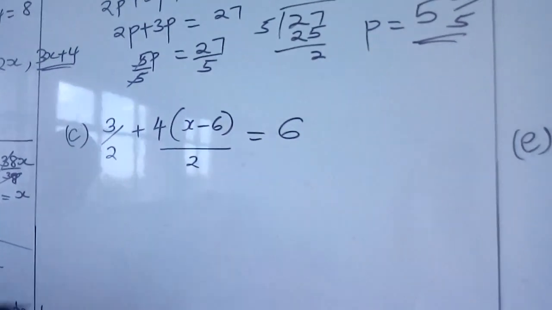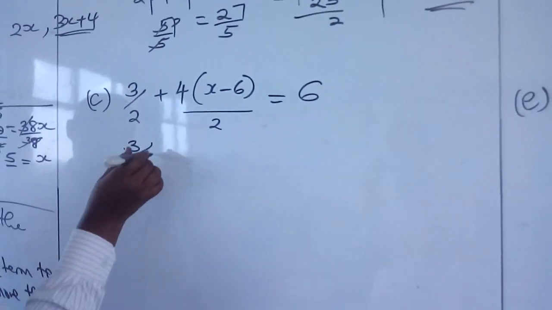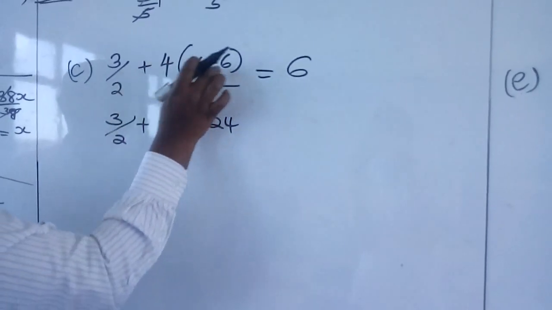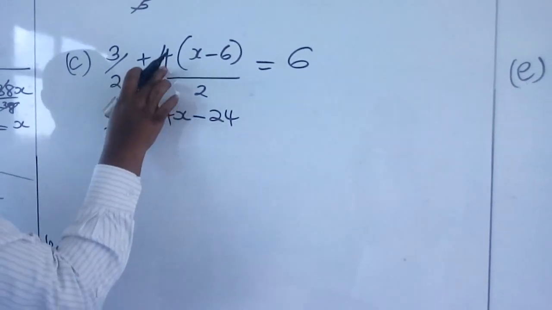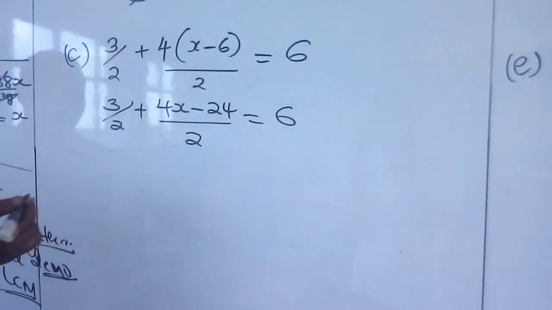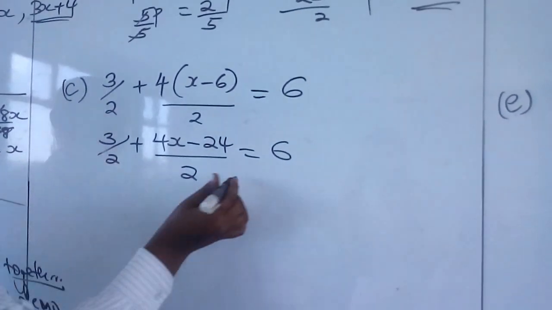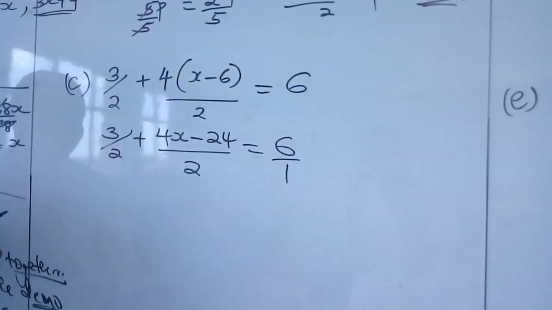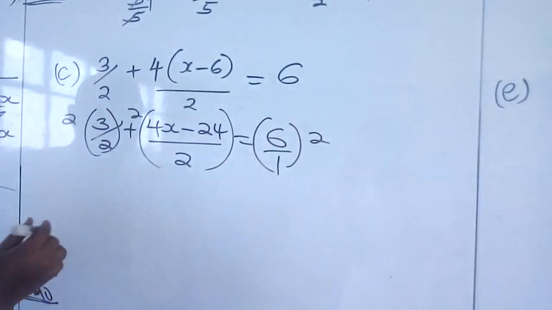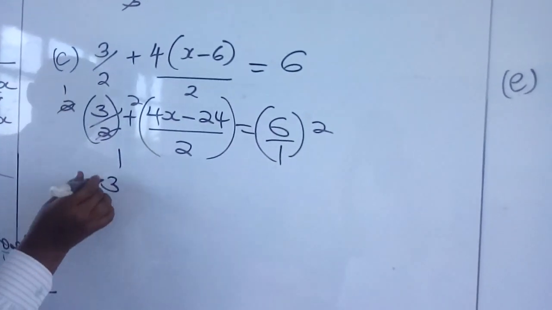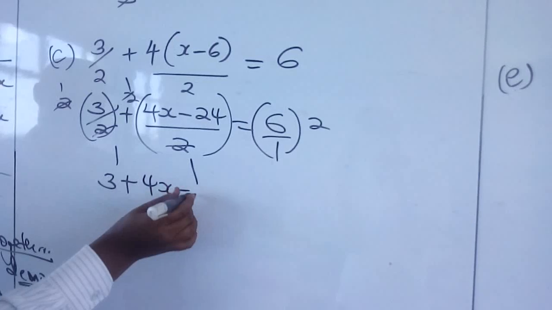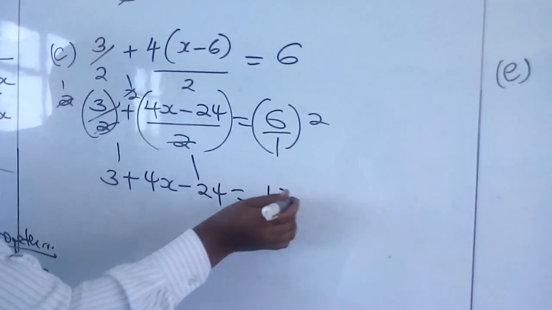Next question, we open the bracket, so it will be 3 over 2 plus 4x minus 24. We are opening the bracket: 4 times x is 4x, 4 times 6 is 24, all over 2 is equal to 6. Remove the denominators. The LCM of 2 and 1 is 2. Multiply all terms by 2, so we are left with 3 plus 4x minus 24 is equal to 12.